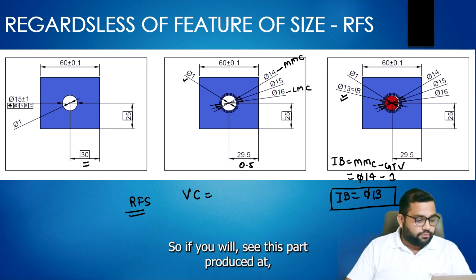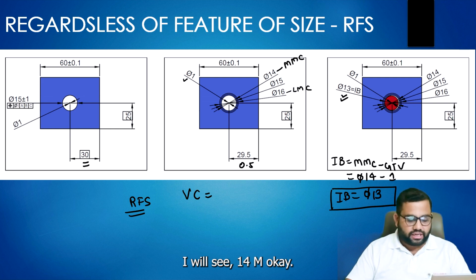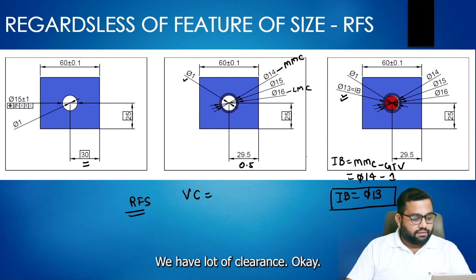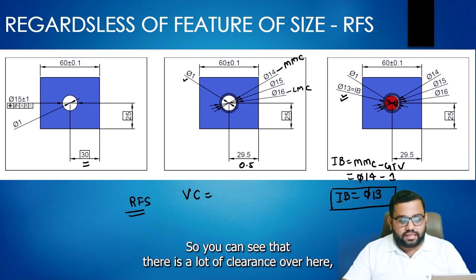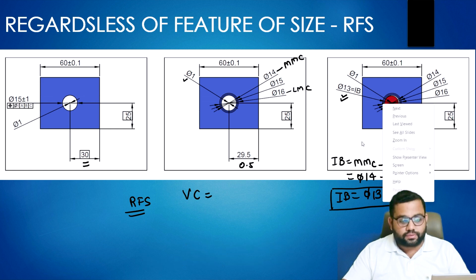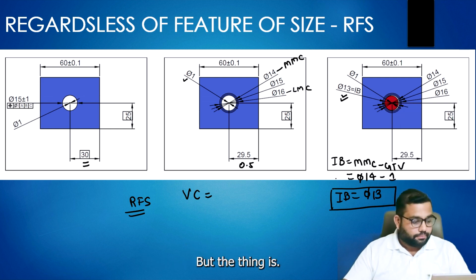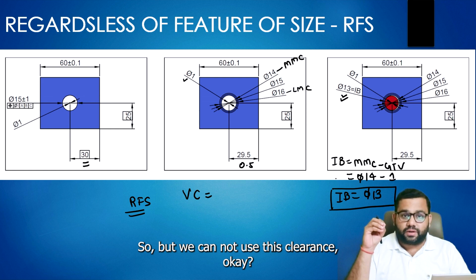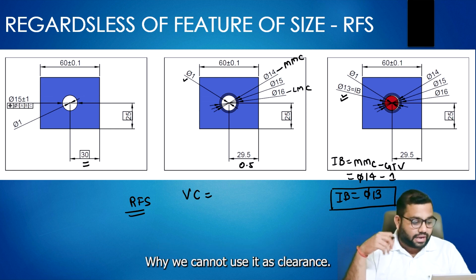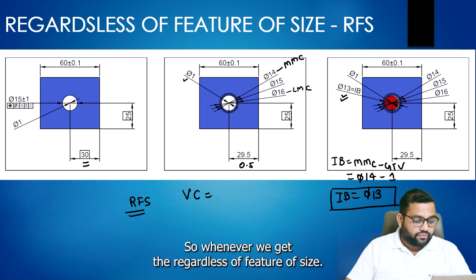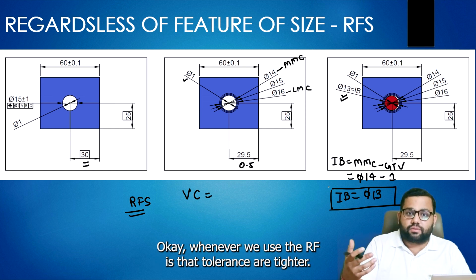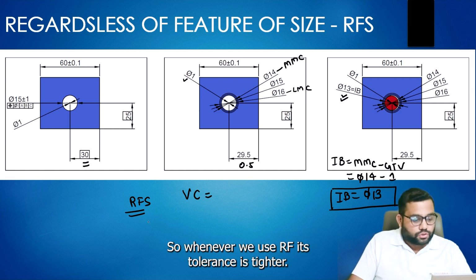So if you see this part produced at, I will say, 14 mm or 15 mm diameter over here, we have a lot of clearance. You can see that there is a lot of clearance at this position. But we cannot use this clearance. Why can we not use it? Whenever we use the regardless of feature of size, the RFS, the tolerances are tighter.